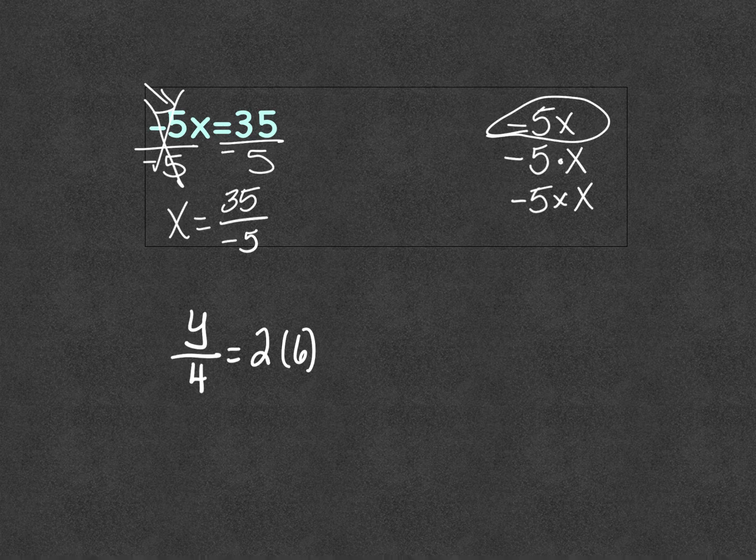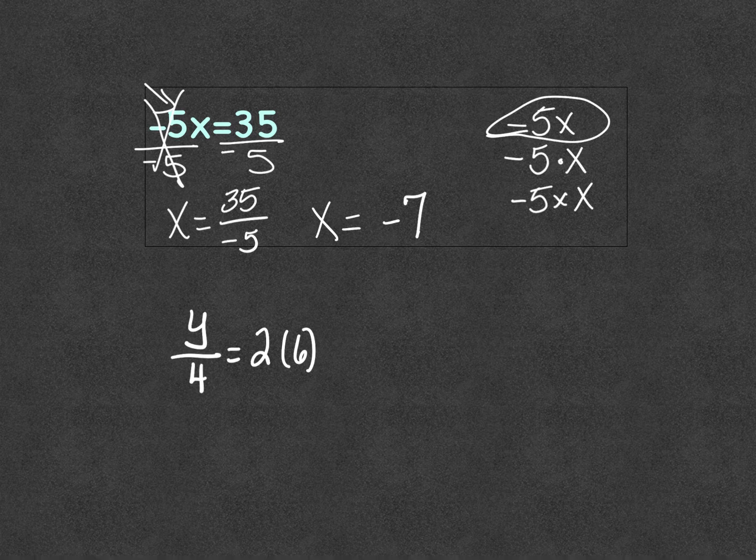Now, when I go to divide that, remember when you are dividing a negative and a positive, this 35 is a positive and the 5 is negative, your answer is going to be a negative, okay? So, 35 divided by 5, x equals negative 7, okay?